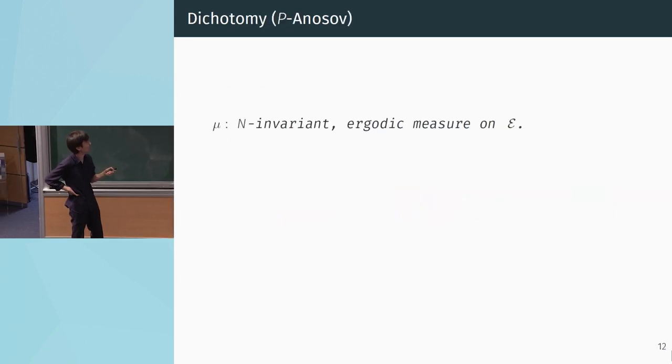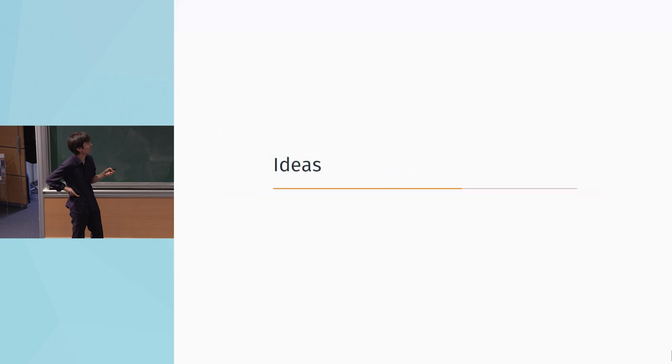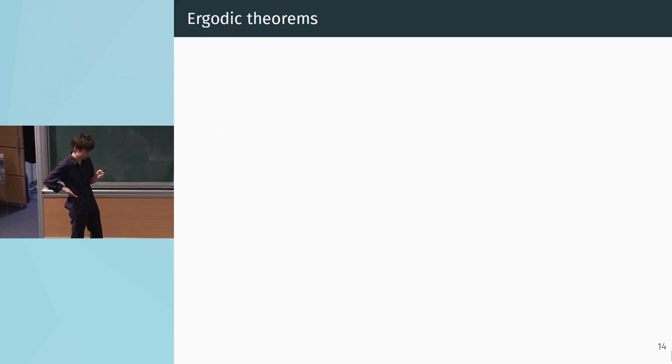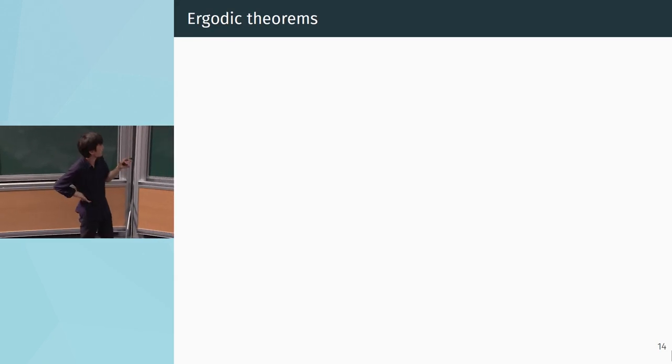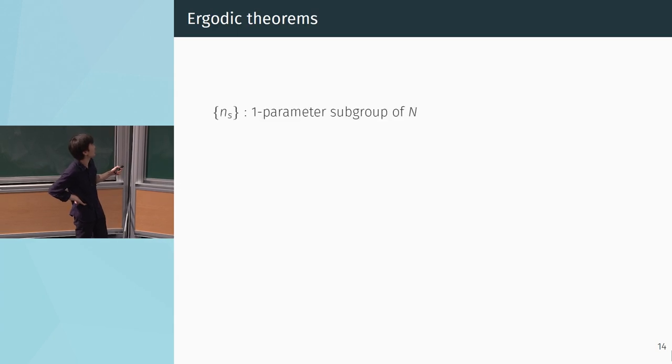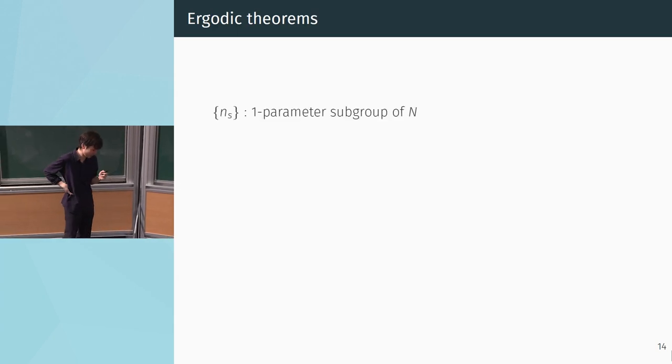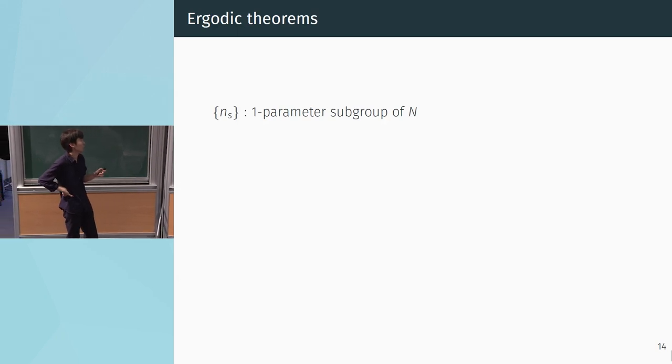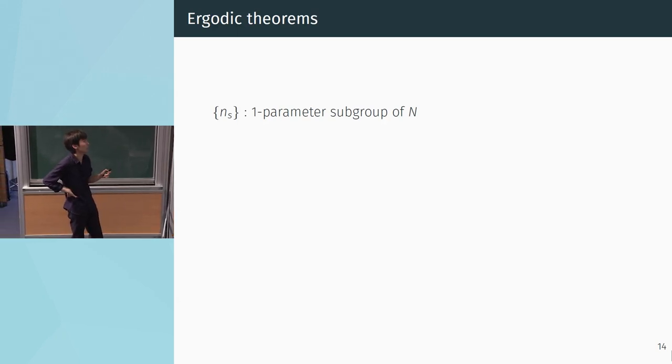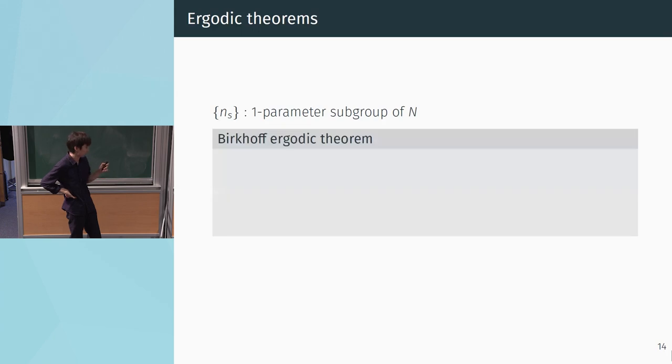Okay. So, ideas. Maybe I should say ingredients rather than ideas. I don't know. Let's see where it goes. So first of all, we recall some classical ergodic theorems. If you have a one-parameter subgroup, here I'm going to take a one-parameter subgroup of N. Actually, I'm going to maybe assume N is one-dimensional. Otherwise, I should assume, in the version I wrote, that N is also acting ergodically.